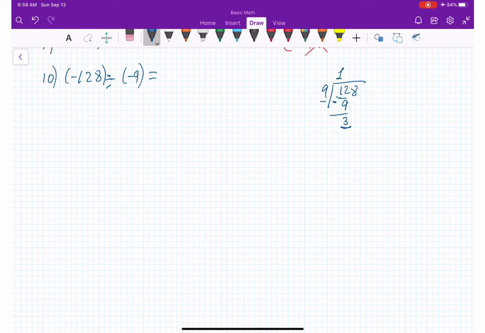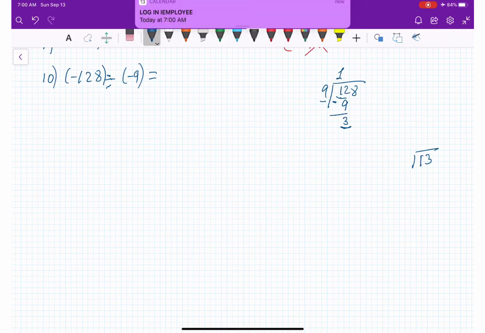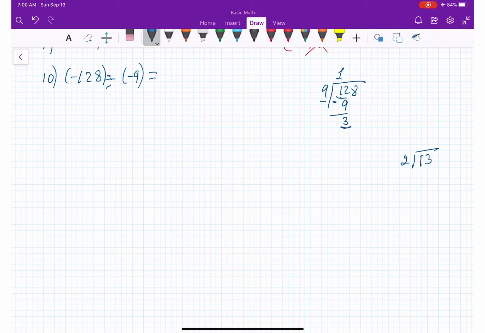It can happen, let's say I have 13 divided by 2. Let's say I took 3 times. 3 times 2 is 6. Now 13 minus 6 is 7. See, this 7 is greater than this 2. That means I didn't take enough.